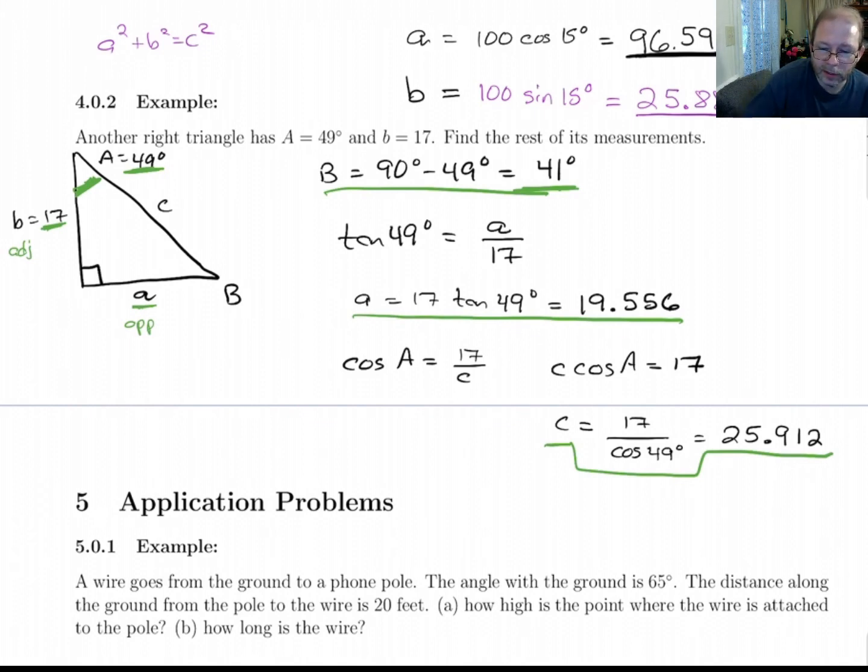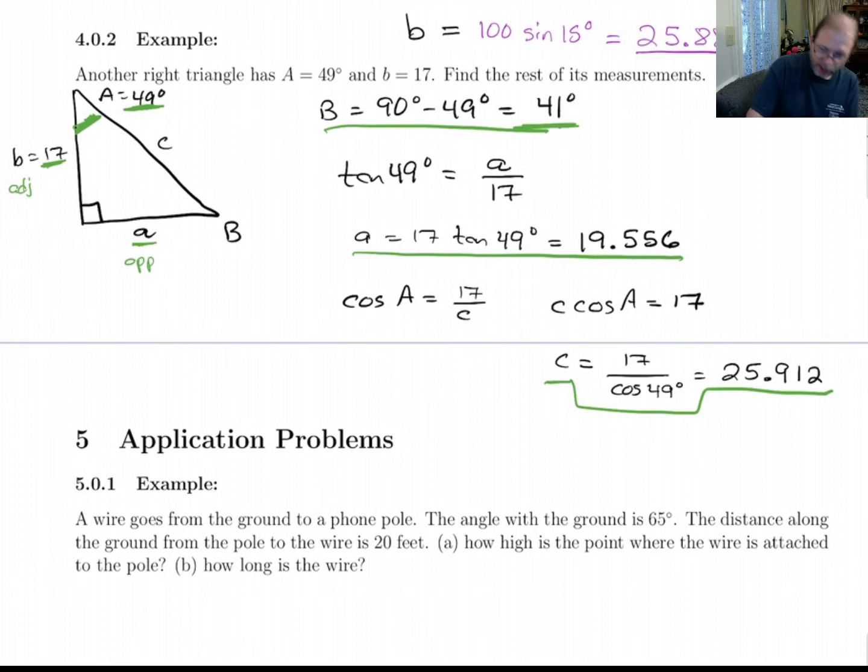All right, let's stop here so the video doesn't get too long. I want to do a few more application problems, which are going to be very similar. We'll do them in the next video. The only difference is, instead of just a triangle, they've got a story to go with them. So we'll do those in the next video.